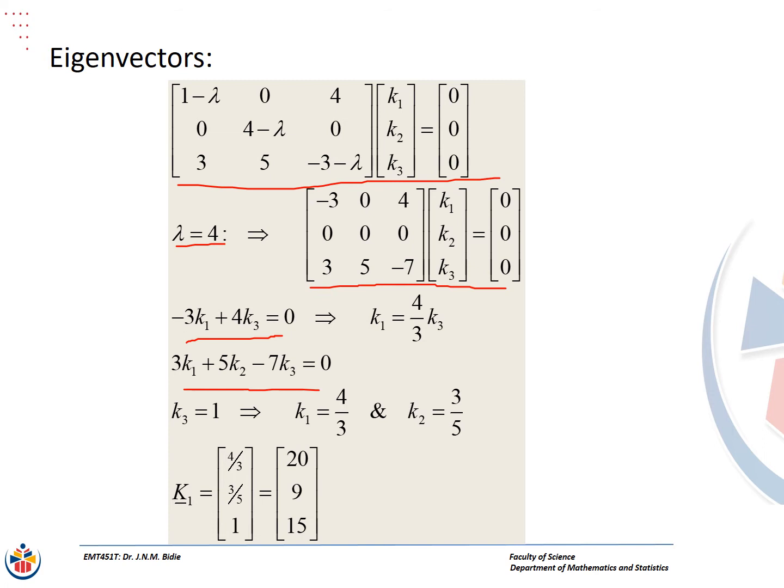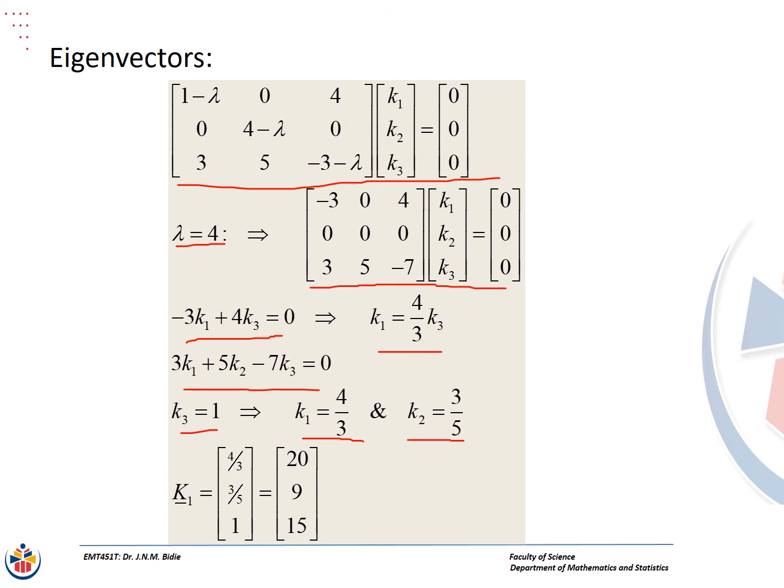So the first equation gives me that K1 will be equal to 4 over 3 K3. So what we did is to let K3 be equal to 1, so that our K1 is equal to 4 over 3. And if we substitute K1 and K3 into the second equation, you get K2 equal to 3 over 5. Please check that and confirm. So now my vector K1 has got K1, K2, K3. K1 is 4 over 3, K2 is 3 over 5, and K3 is 1.